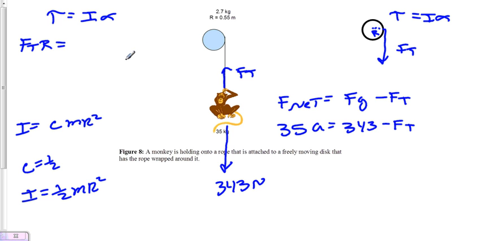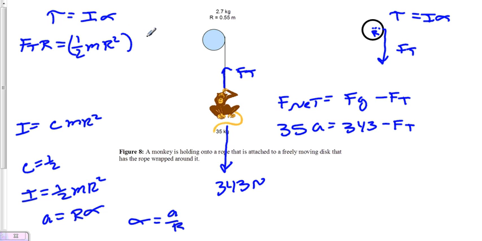Okay, now what about alpha? Well, we do know that A is equal to r alpha. So to convert an angular acceleration into a linear, you just multiply by radius. So then what is alpha equal to? Well, alpha will then equal A divided by r. So we're going to substitute both of these into our equation. So then we'll have 1/2 m r squared, and then we're going to multiply this by A over r.